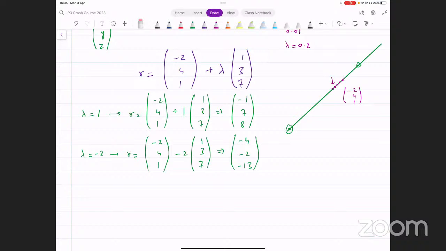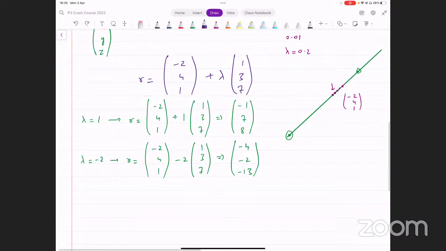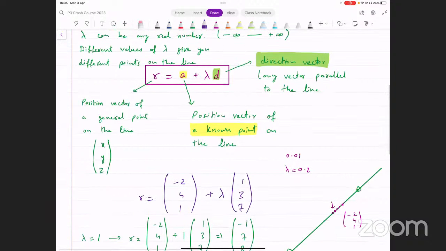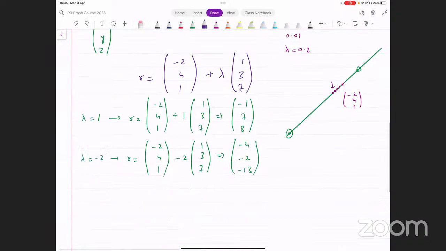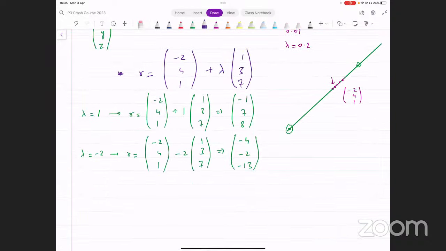Now, you need two things to write down the equation. The equation is going to be written in this form. One is the position vector of a known point. So you need to have a point on the line, the position vector of that. And the second thing is the direction vector. You just input those two values and you get the equation of the line. This is how the equation of the line looks. You're not going to actually input a value of lambda here because lambda could be anything. I'm just inputting these values to show you how you could get different points on the line. But if you're asked about the equation of a line, you're just going to leave it in this form like this.